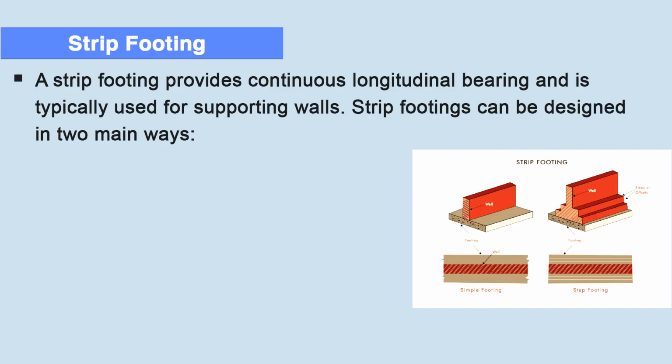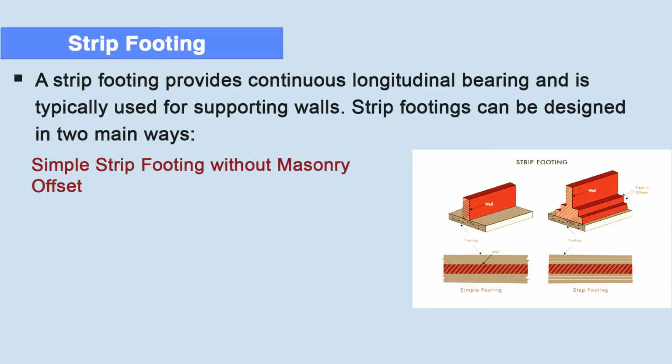The next is strip footings. A strip footing provides continuous longitudinal bearing and is typically used for supporting walls. Strip footing can be designed in two main ways. First is simple strip footings without masonry offset.